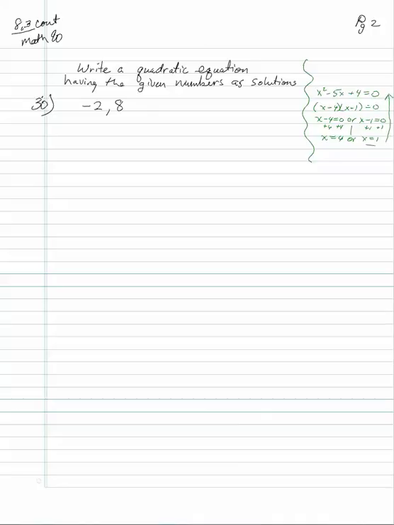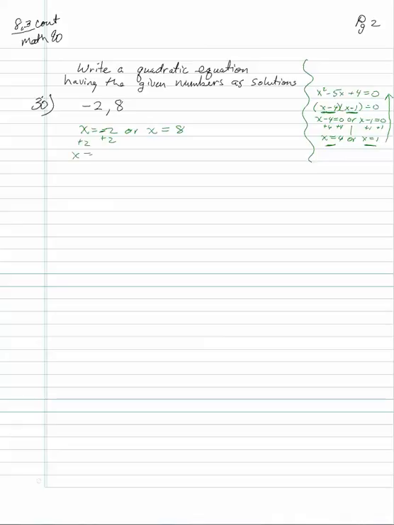So here we're going to work backwards and go that way. We're going to start with the numbers. We're going to get them both equal to 0, so you subtract them. Then you're going to write them in factors equal to 0, and then you're going to FOIL it out and get the original problem. So we're going to start with x equals negative 2, or x equals 8. So we're going to add 2 to both sides.